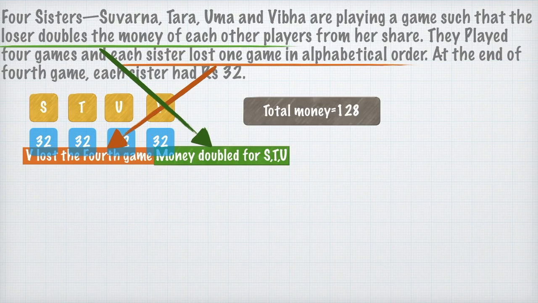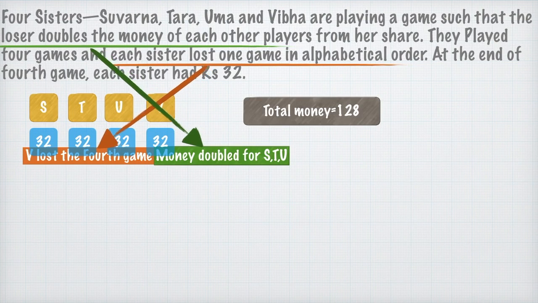And the other part is that each sister lost the game in alphabetical order, right? Alphabetical order, S, T, U and V, right? They're already in order. Alphabetical order, the losing of the game. That means the person who's alphabetically last lost the last game. That means V lost the 4th game because she is the 4th in the alphabetical order, right? So I know V lost the 4th game. From where? From the part that each sister lost 1 game in alphabetical order. That means V is the last person to lose, right?